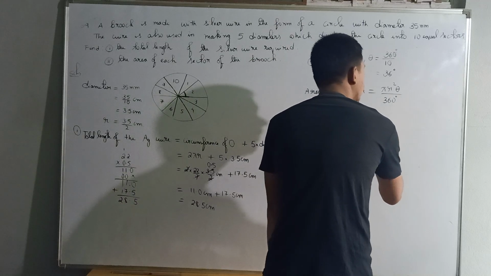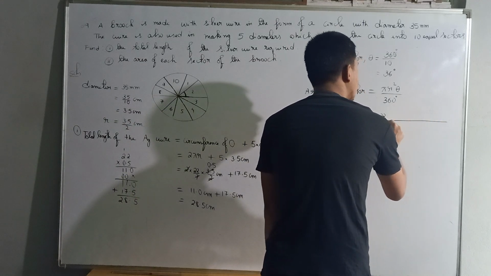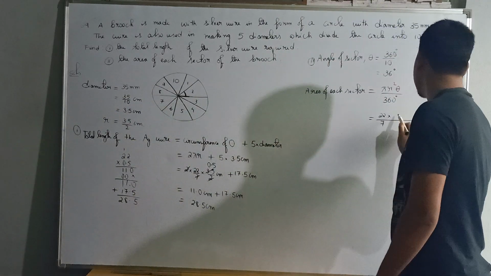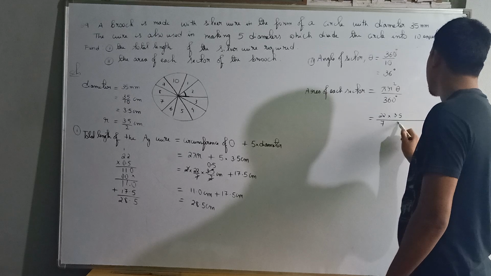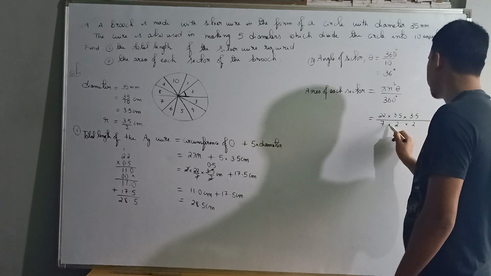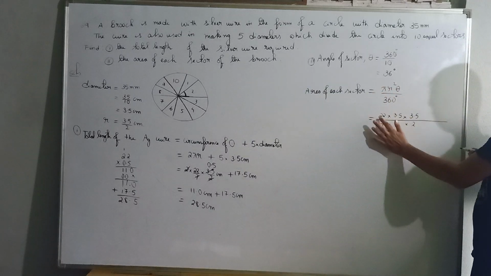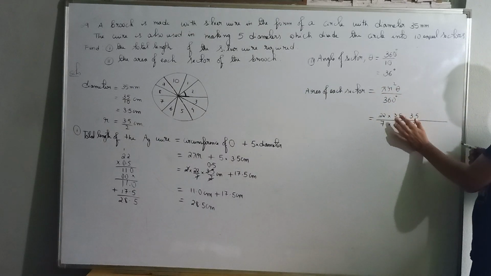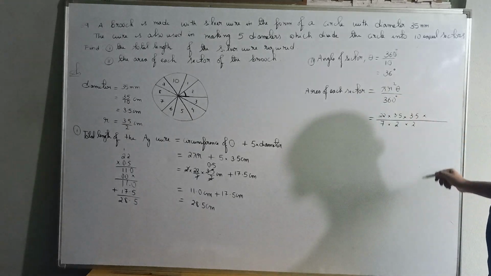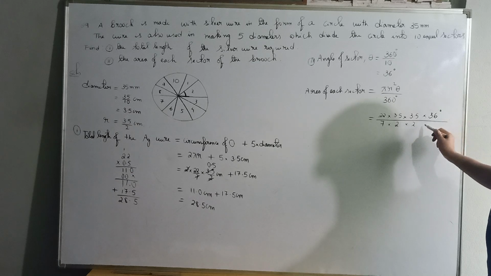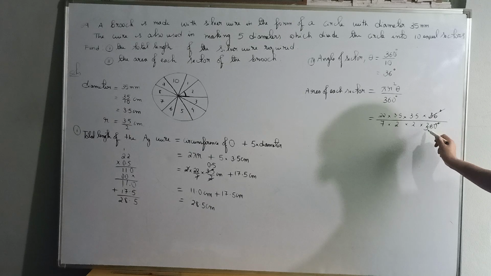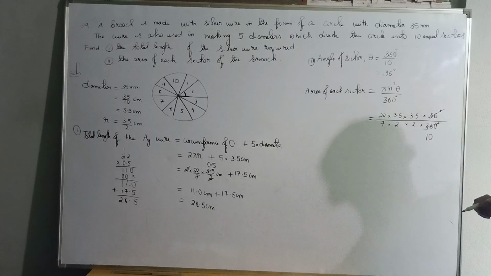So pi is 22 upon 7. R square means r into r. So we have 3.5 upon 2 times 3.5 upon 2, times your angle theta, 36 degree, divided by 360 degree. 36 degree, 10 times is 360 degree.